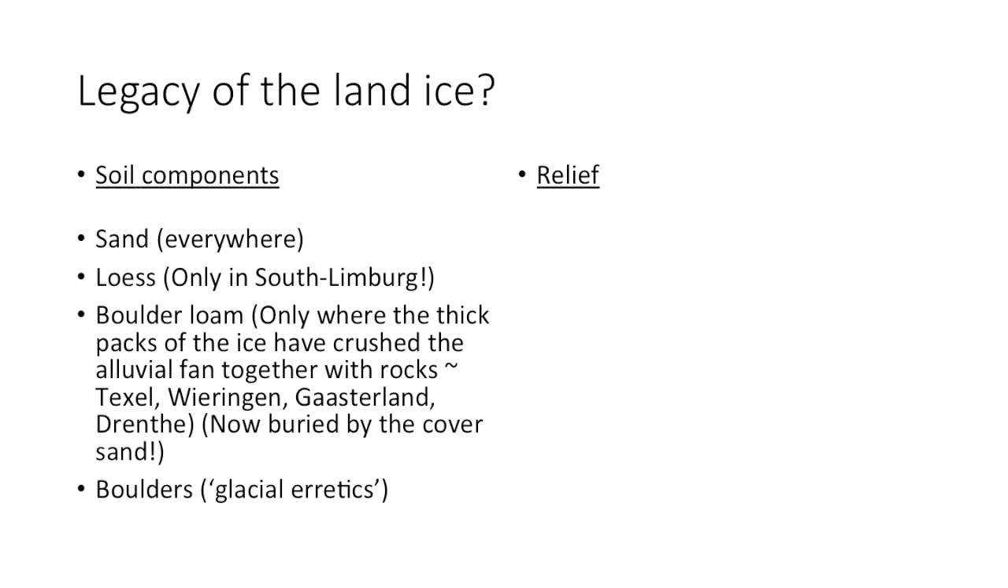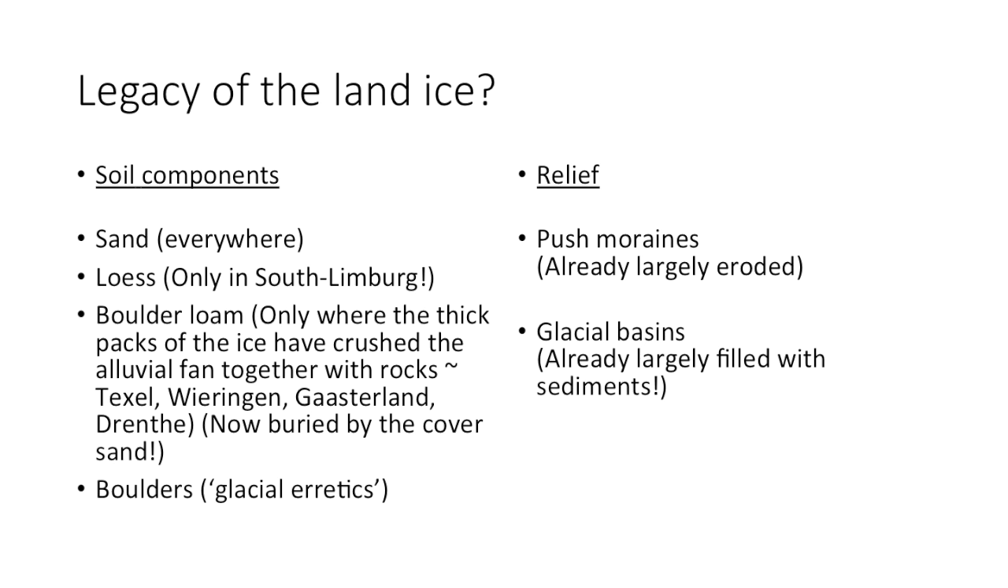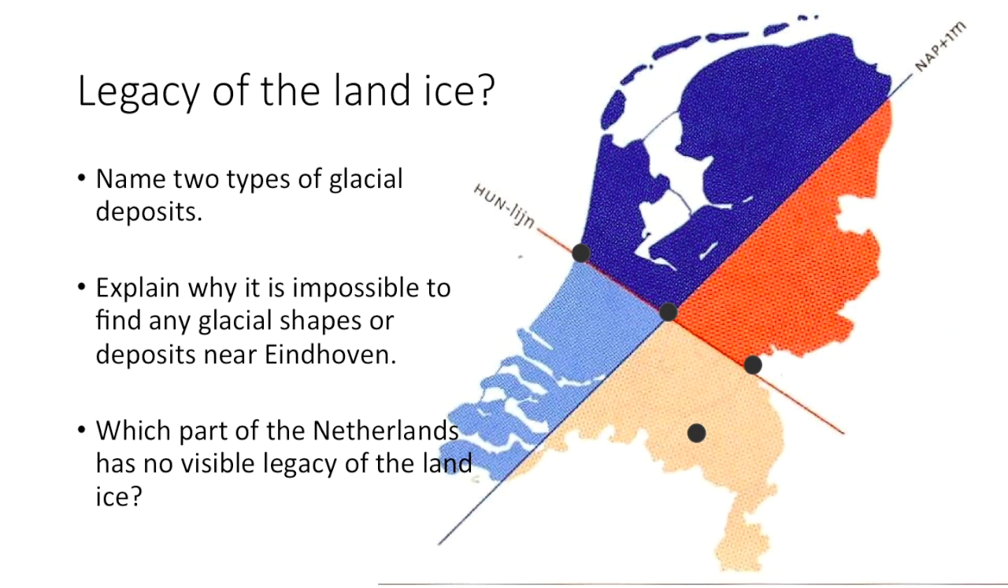Now, obviously, boulders, the glacial erratics that have been discussed. In terms of relief, in terms of differences in altitude, there are push moraines, which are already largely eroded, and there are glacial basins, which are already largely filled up with new sediments. All right? This is an important map because it shows you two important lines. The Han line we've discussed, Haarlem, Utrecht, Nijmegen. The NAP plus 1 meter line will be discussed during the Holocene lecture.